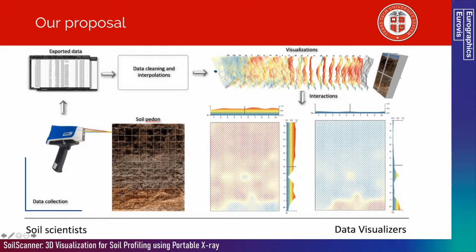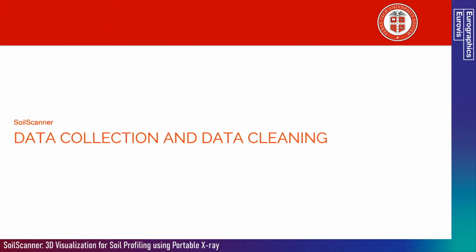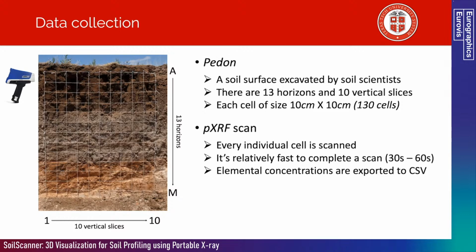The stages include data collection, data processing, data visualization, and interaction to support analysis and exploration as well. For further details: data collection and data cleaning. In data collection, soil scientists go to the field, make a pattern, and use portable X-ray devices to scan every one of the cells that they made in the profile.